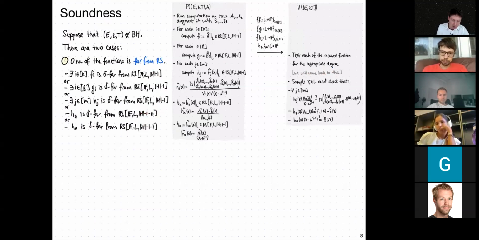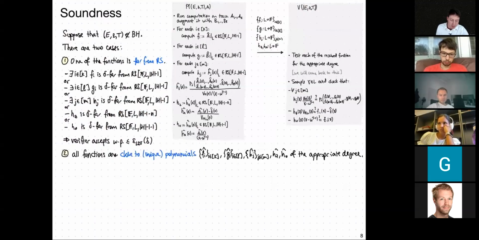If any of these conditions holds, then the verifier accepts with small probability, because that's the guarantee of the test. So suppose that all of those functions are close to unique polynomials that I'm going to denote by hat. So these are noisy, but they're pretty close to the corresponding polynomials with the right degree.